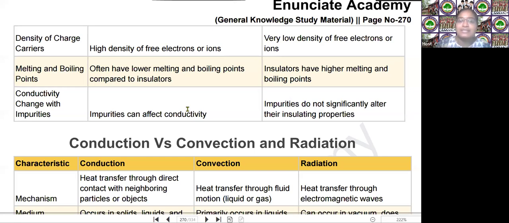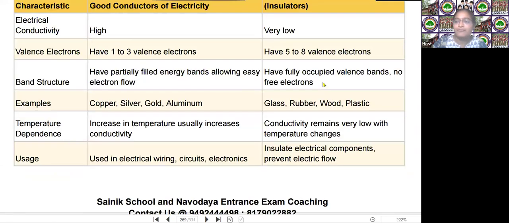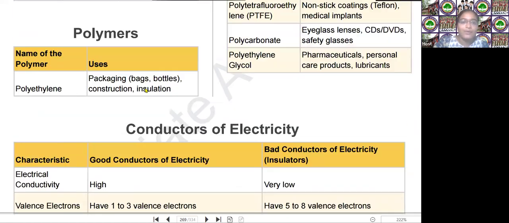Okay, but in the insulators the impurities do not affect the insulating property. The impurities do not affect the insulating property of this rubber, book, wood, plastic. These are the insulators. Do you understand, children? We learn about polymers.